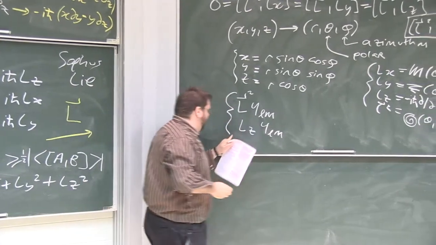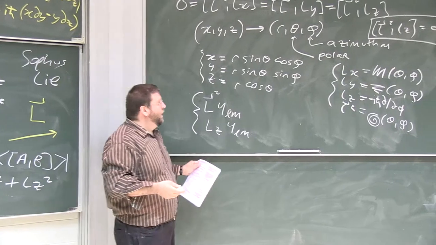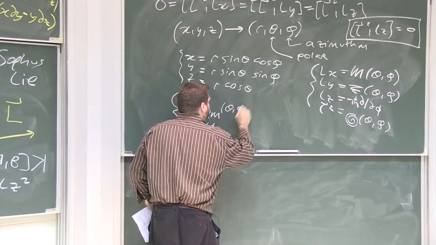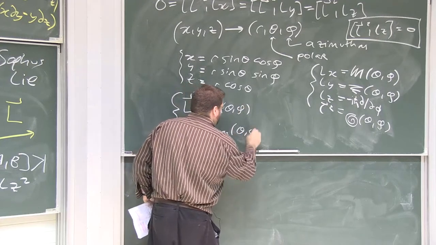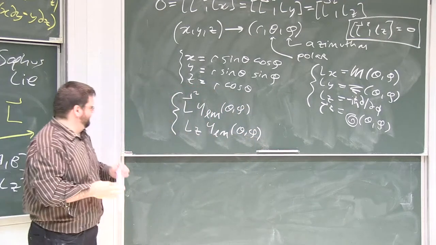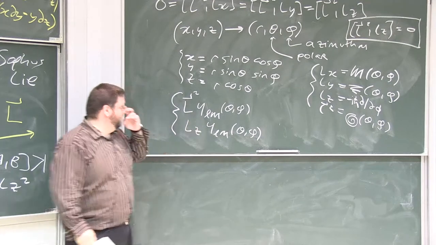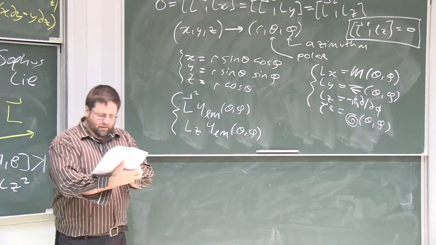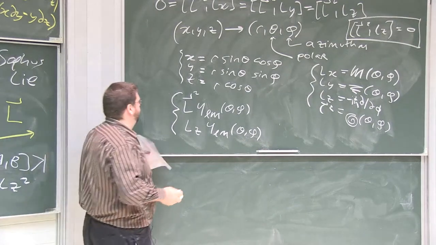Now, L squared and Lz, as I've emphasised earlier, depend only on the polar angles theta and phi, hence the eigenfunctions depend only on theta and phi. Now, these Y's are given a name. They're called spherical harmonics. These things are called spherical harmonics, which is the title of this section, section 30.